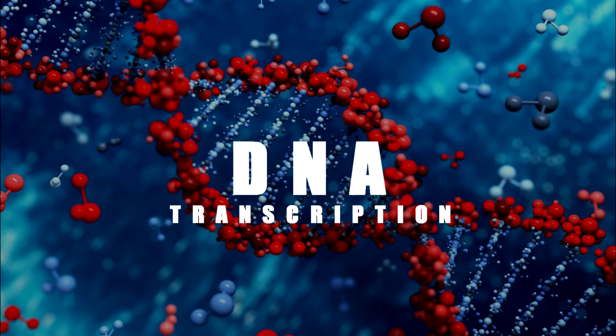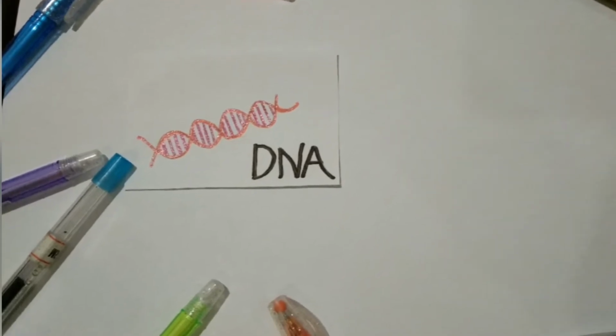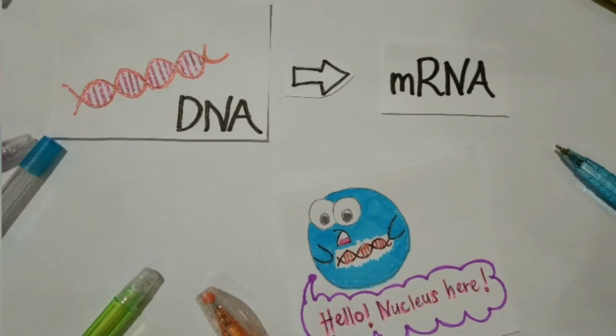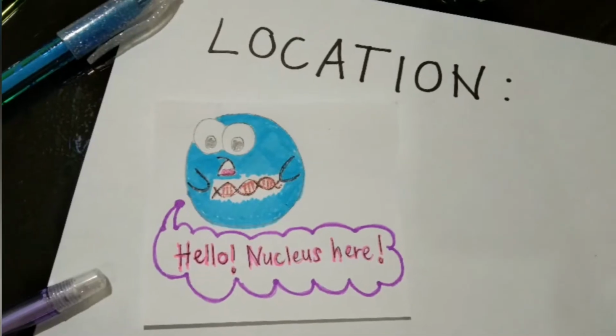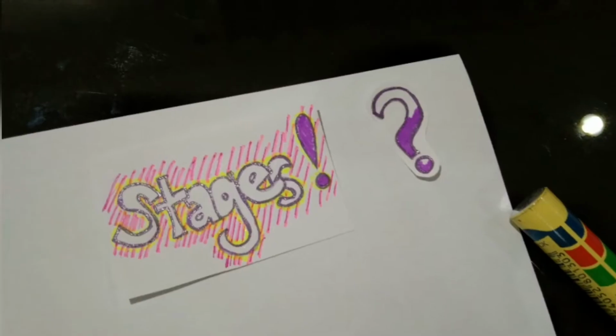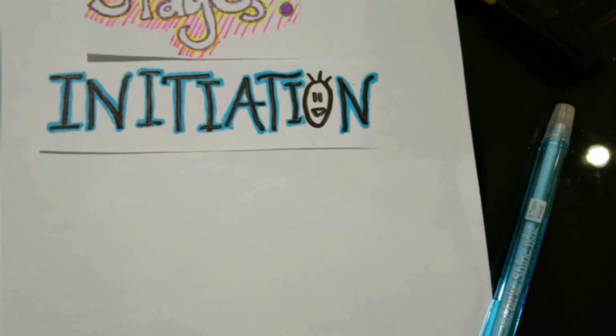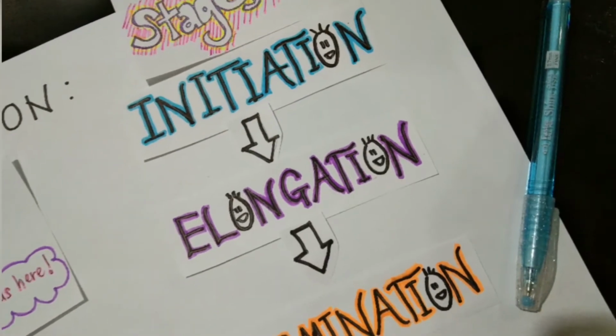DNA transcription. Transcription is the process in living cells in which the genetic information of DNA is transferred to a molecule of messenger RNA. This process occurs in the nucleus and involves three stages, which are the initiation, the elongation, and the termination.